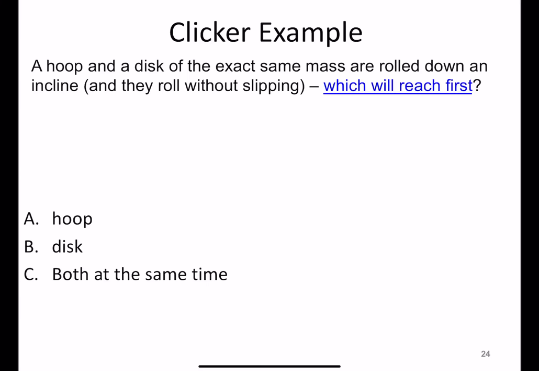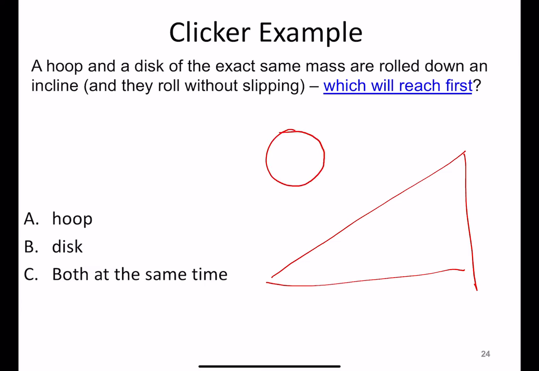So you have an incline and you drop, so you have a hoop which looks like this. And you have a disc, which is solid. Assume that they have exactly the same mass. So if you put them on a scale, they'll weigh exactly the same. And they have the same radius, right? So which of these will reach first if you roll them both down the incline? So let's actually watch this. See if I can show you a video from here.